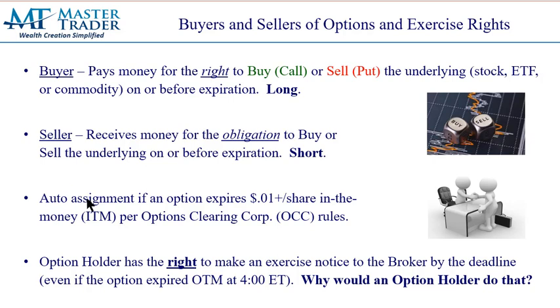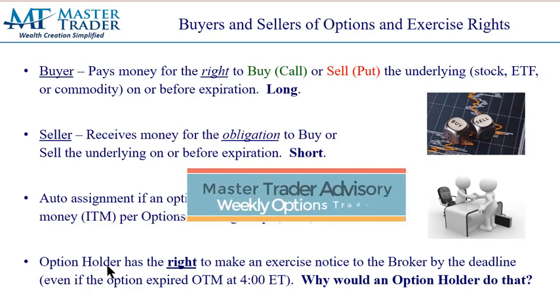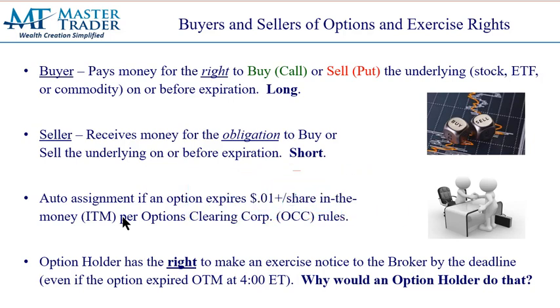They will auto-assign the underlying stock or ETF if an option expires 1 penny in the money, which means it has intrinsic value. But bear in mind that the option holder, the holder being the long, whoever bought it, has the right to make an exercise notice to their broker by the deadline, even if the option expired out of the money at 4 p.m. So even if the OCC does not do auto exercise because it's not 1 cent in the money, you can still be assigned over the weekend if you are short an option.